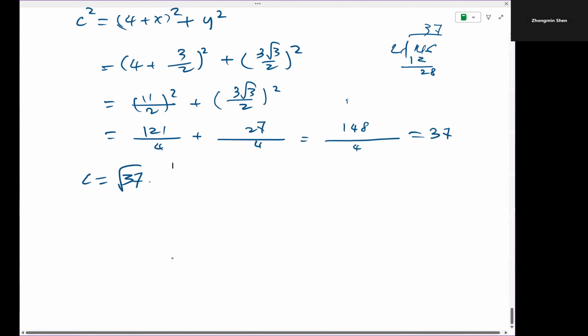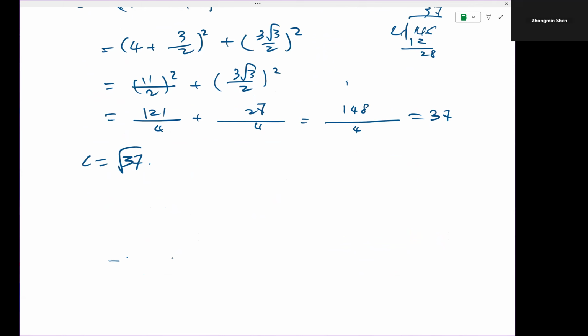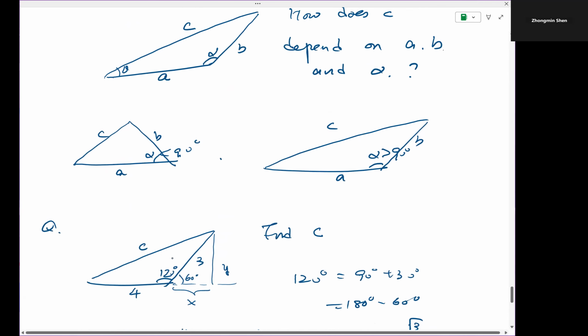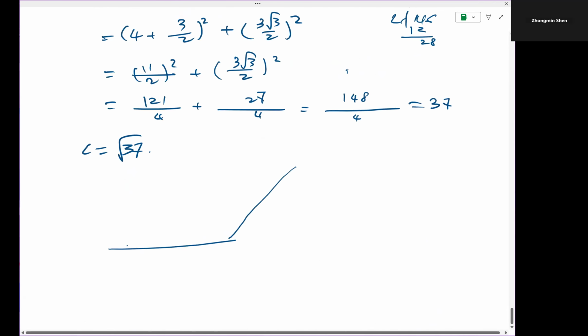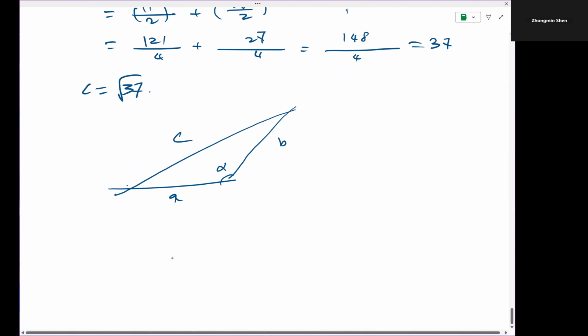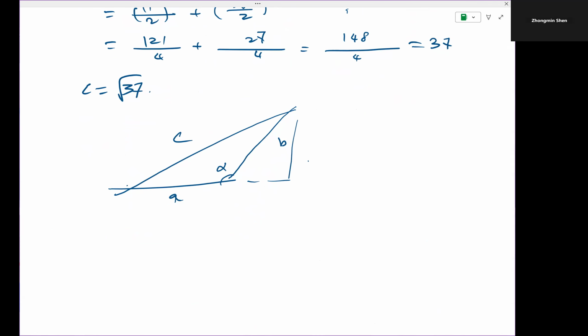So why don't we derive the formula in general? What is my original one? My original one here has B and A. So use A, that's B, that's C. This is alpha. So what I'm going to do, I find the H and find Y, find X. Be careful, this angle will be 180 degrees minus alpha.